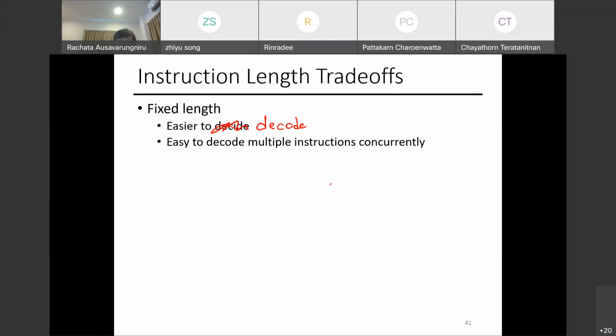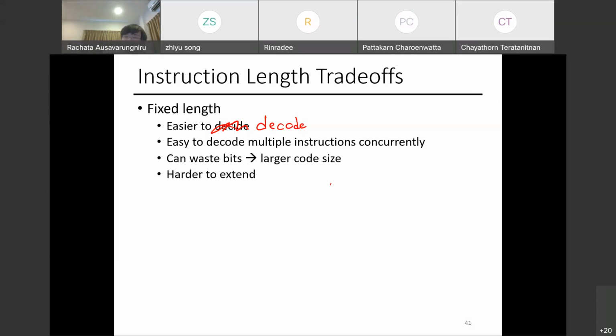What's the downside of this? What's bad about fixed length? And you already pointed out when we went with the dummy ISA that we had earlier. It's a waste of space, right? There can be some instructions that don't need the whole 16 bits, but you have to have those don't cares because you need to guarantee that the next instruction is in the next 16 bits. So it's a waste of space in many cases.